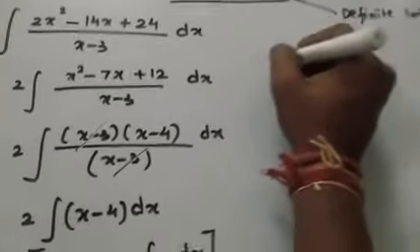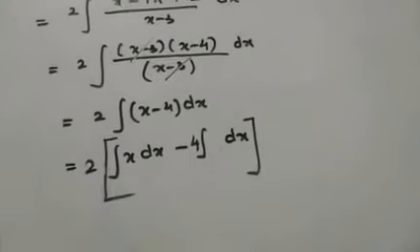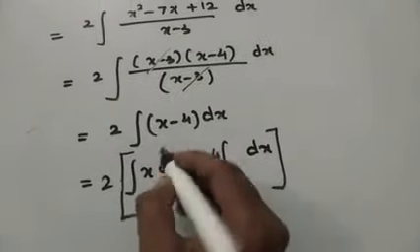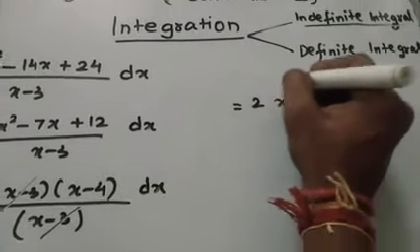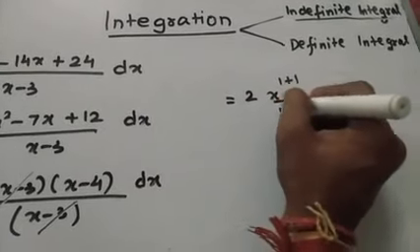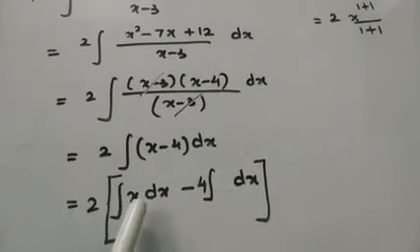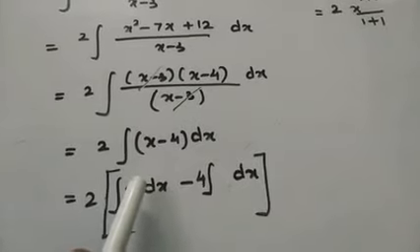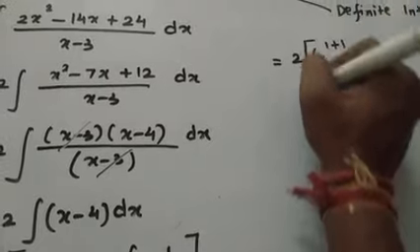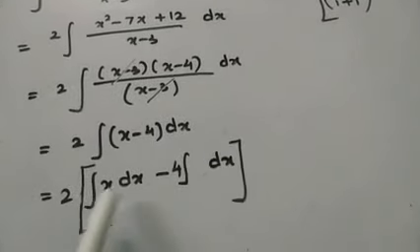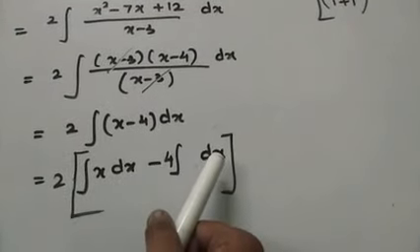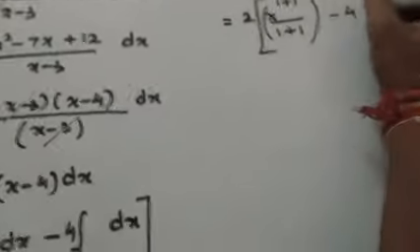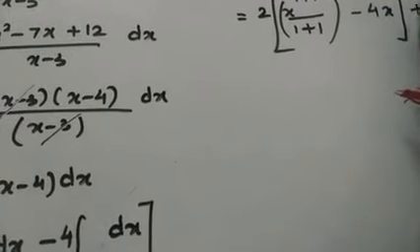Okay, so then 2, now integration over x. X means what is the power? 1. So then using that formula, x power n plus 1 by n plus 1, where n is here 1. So 1 plus 1 divided by 1 plus 1, and this calculation is in the bracket, minus 4. Now integration over dx, using formula number 2, we can simply say that x plus c.